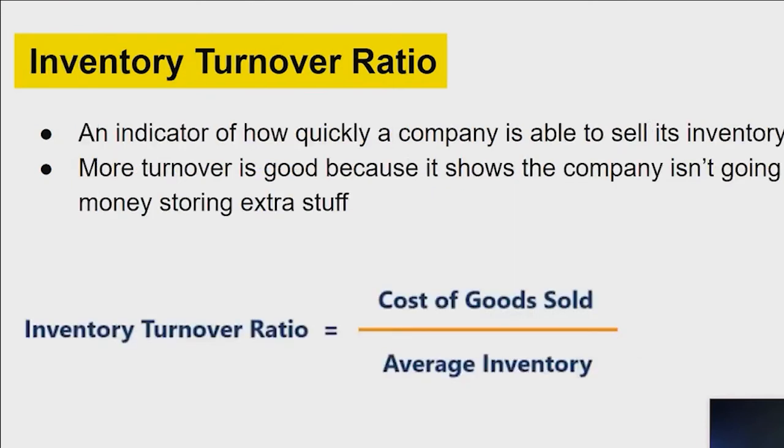Another very similar one is the inventory turnover ratio. It's an indicator of how quickly a company is able to sell its inventory. And the inventory turnover ratio is the cost of goods sold divided by the average inventory.